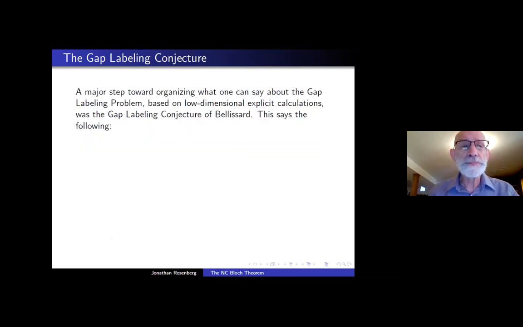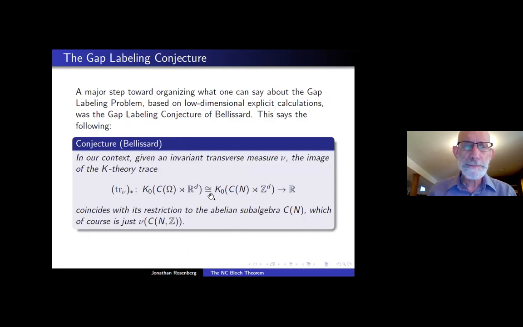Okay, so now a step toward organizing this, which was originally based on explicit low-dimensional calculations, was Bellissard's gap labeling conjecture. And that says the following. Suppose you have an invariant transverse measure and you have the associated K-theory trace. So you can think of that as lying on this C-star algebra or on the Morita equivalent unital algebra. This algebra over here, of course, is just this algebra tensored with the compacts, so it's easier to compute on the unital algebra over here.